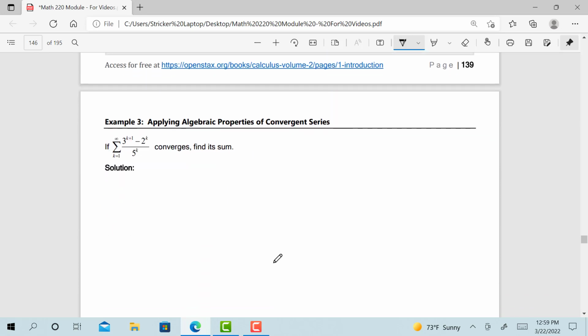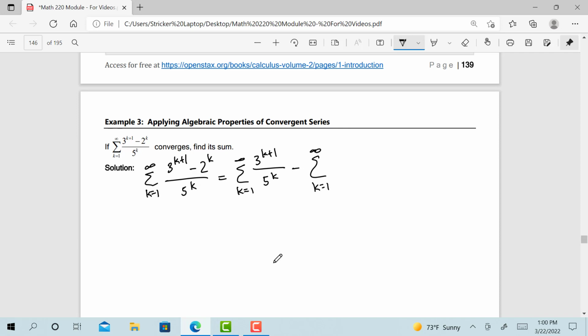So say we have this series in example 3. Right off the bat, it kind of looks geometric, but it's not really geometric. It's actually a difference of 2 geometric series, but we need to do some manipulation to see that. So rewriting this, we have 3 to the k plus 1 minus 2 to the k over 5 to the k. And we know we can split this fraction. So we can split this as the sum k equals 1 to infinity of 3 to the k plus 1 over 5 to the k, minus the sum of 2 to the k over 5 to the k.